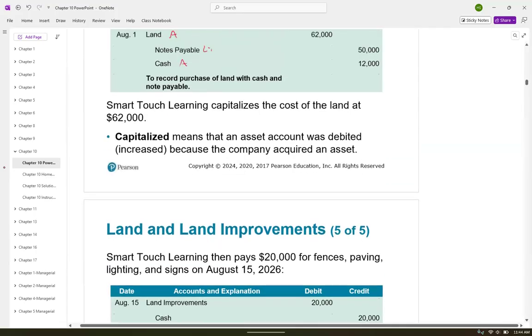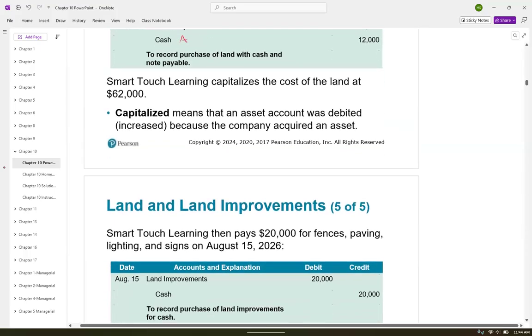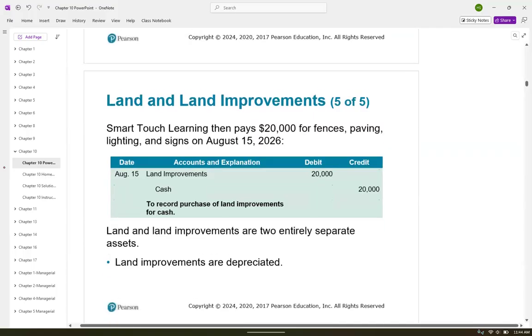Okay. All right, let's look at land improvements. Smart Touch Learning pays $20,000 for fences, paving, lighting, and signs on August 15th, 2024. Okay, we're going to debit land improvements, credit cash for $20,000, and we will depreciate that.